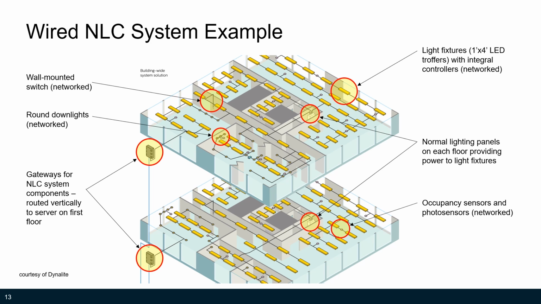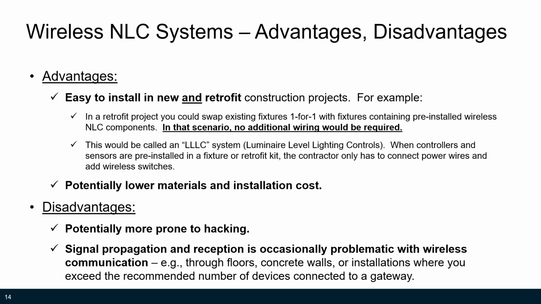And if you notice, they actually show the gateways getting connected to a server in a floor below via blue wires to distinguish them from the black wires that are going out to each floor, some of which carry power. There are some advantages to using a wireless system.